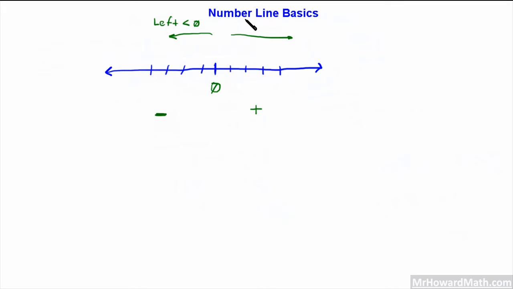Okay, so right is greater than 0. Anything to the right of 0, remember 0 lies right here in the middle, is greater than 0. Anything to the left is less than 0. And this is very important to understand. Anything to the right of 0 will always be positive. Anything to the left of 0 will always be negative, just like we've signified down here.